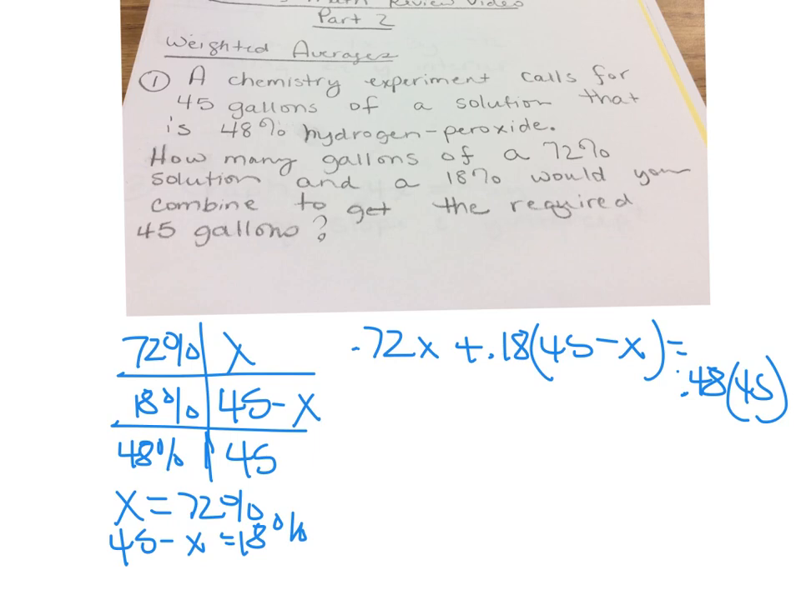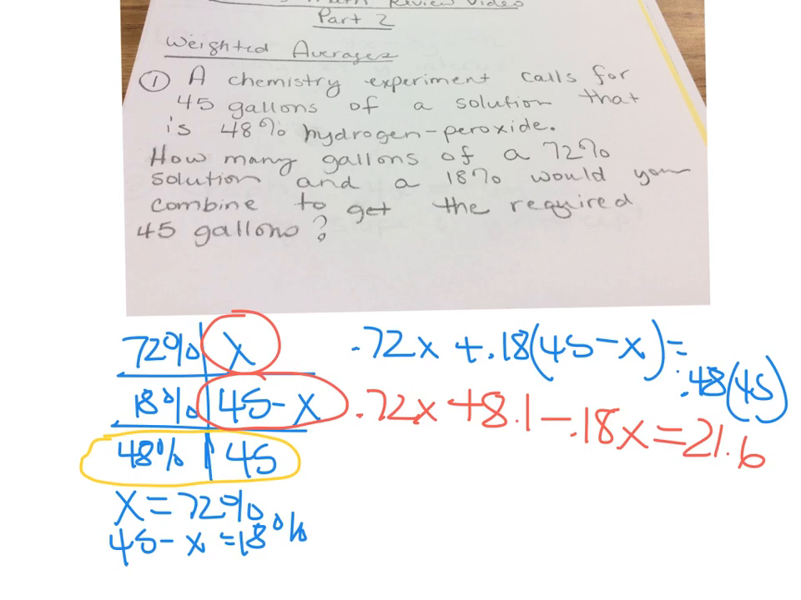Okay, so the first thing I did was I set up my chart. So it says that we are trying to make a mixture of 45 gallons of a 48% solution. So therefore, here's my mix on the bottom. I am using a 72% and an 18% and mixing those together. Because I know I have a total of 45 gallons of the mixture, that means there has to be x of the 72% and 45 minus x for the 18%. Of course, you could have those switched. So I defined my variables. x is the 72%, 45 minus x is the 18%.